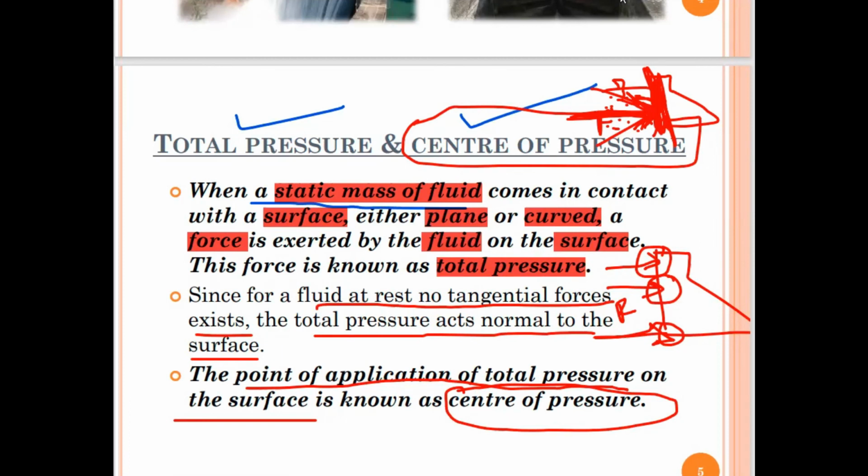Today we'll stop here. Next, we will see the total pressure and center of pressure for different surfaces: horizontal, vertical, and inclined plane surfaces. We'll see one by one the total pressure and center of pressure for a horizontal plane surface, vertical plane surface, and inclined plane surface.